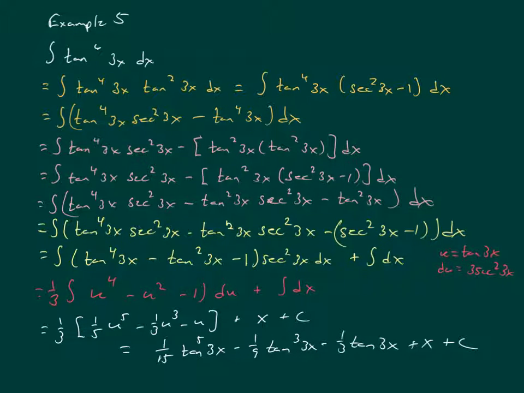And again, we have that same issue, don't we now? So I'm going to make that replacement. I'm going to replace that tangent squared 3x with secant squared 3x minus 1. And so when I do that, I get this first line in the light yellow: tangent to the fourth 3x minus tangent squared 3x secant squared 3x minus the secant squared 3x minus 1, that quantity, dx.